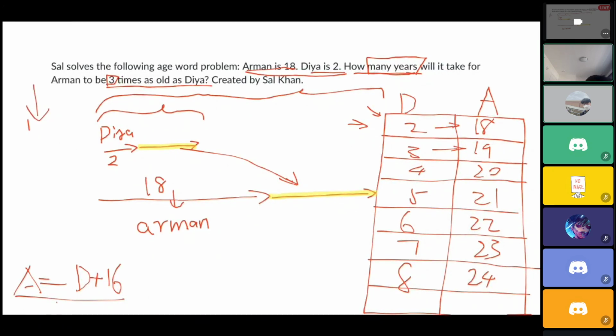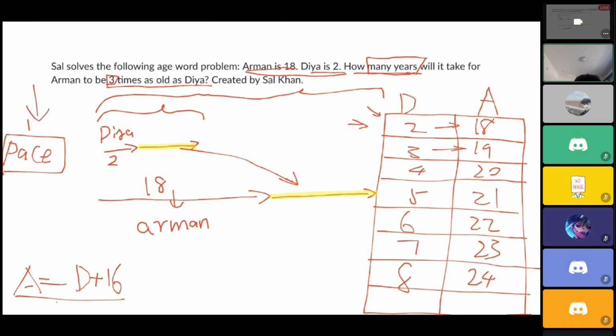Like if Dan's 2 years younger than me, for example, and 1 year passes. Let's say he's 12 and I'm 14. After 1 year passes, I'll be 15, but he'll be 13. The difference between us is 2. That 2 is constant. It doesn't change.